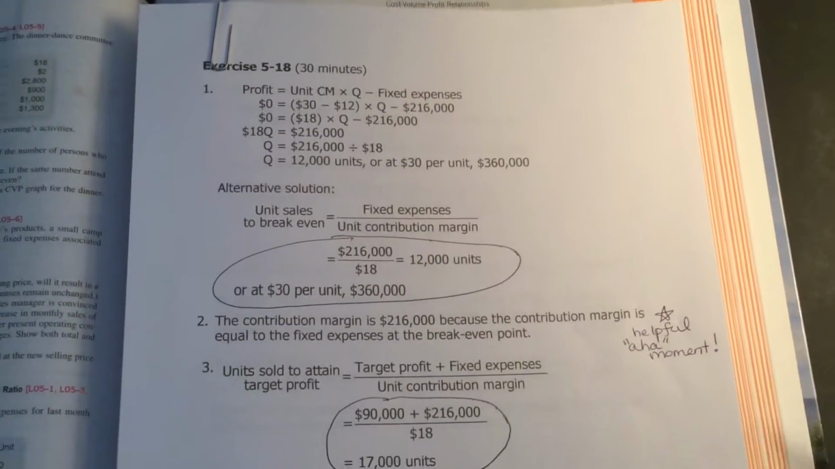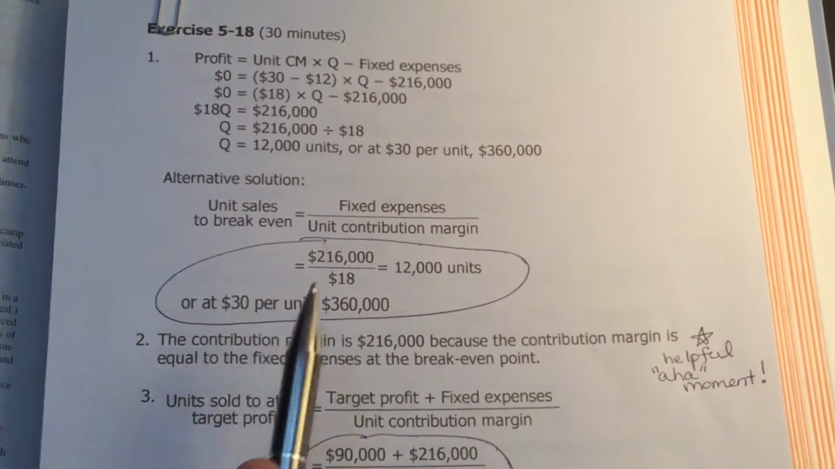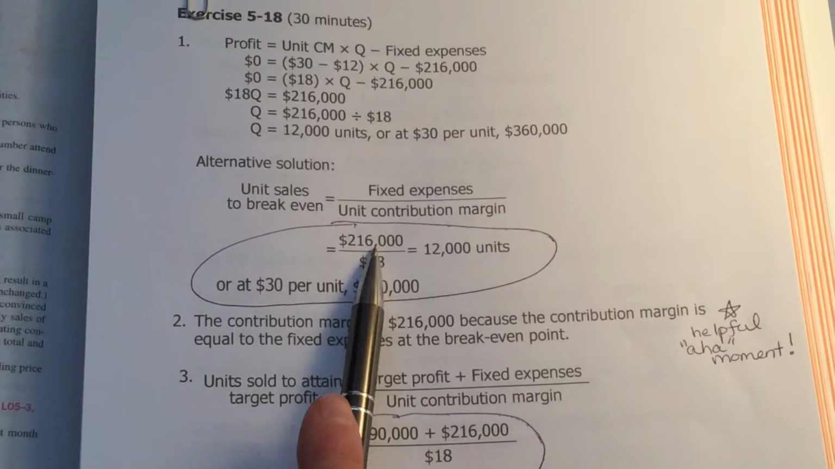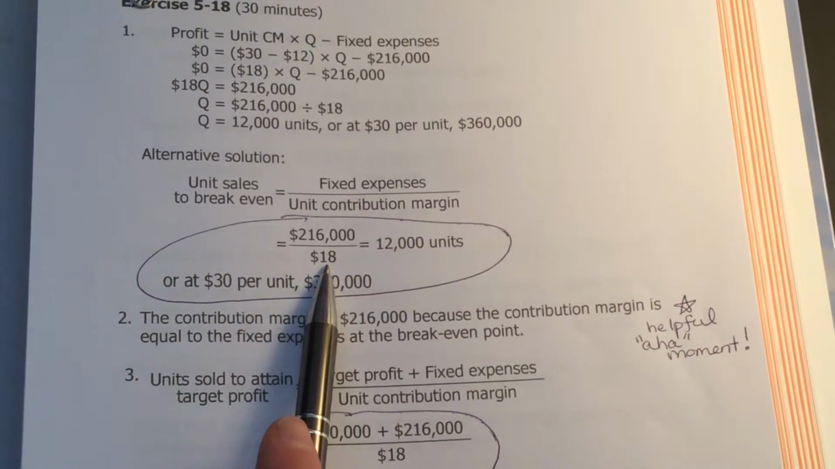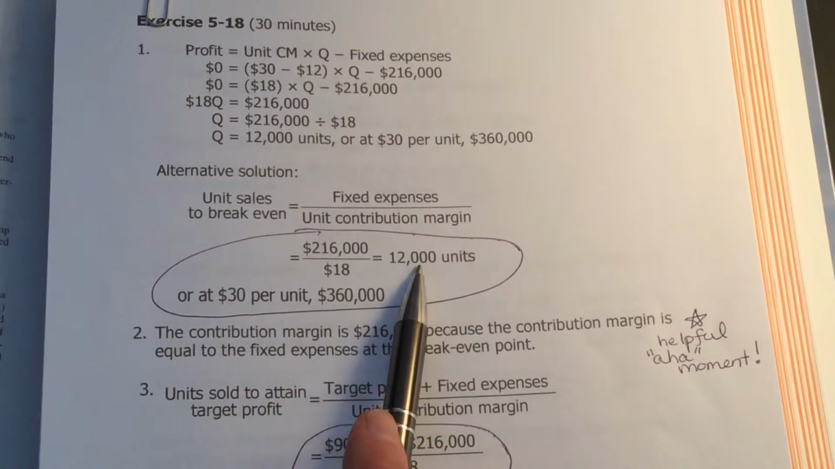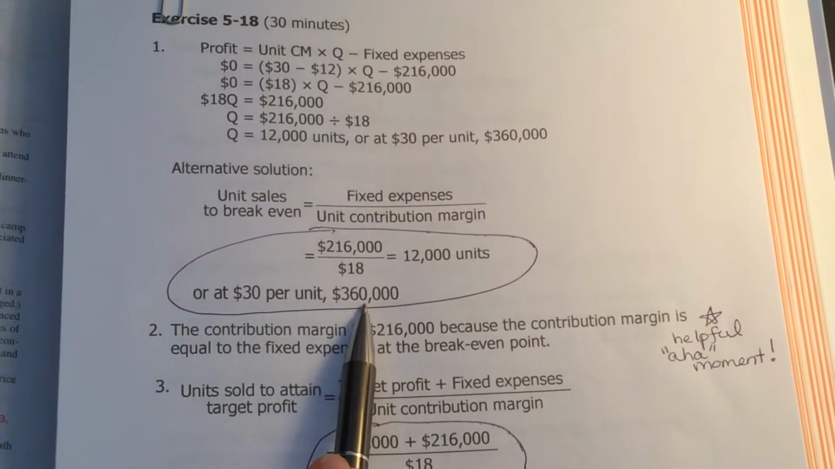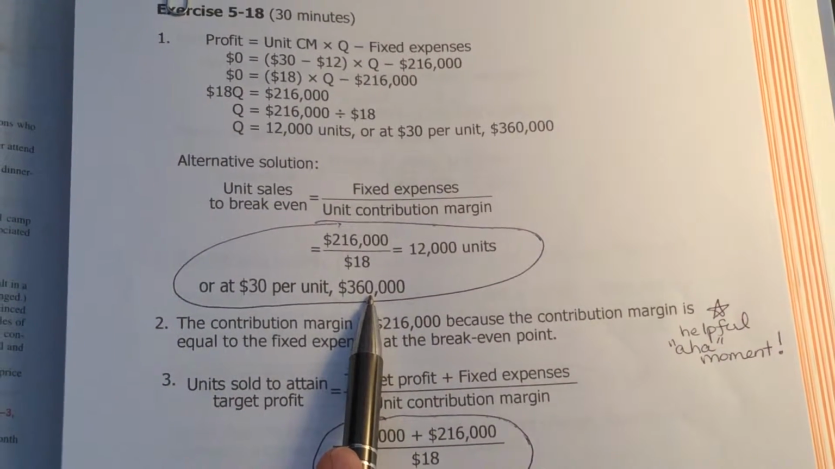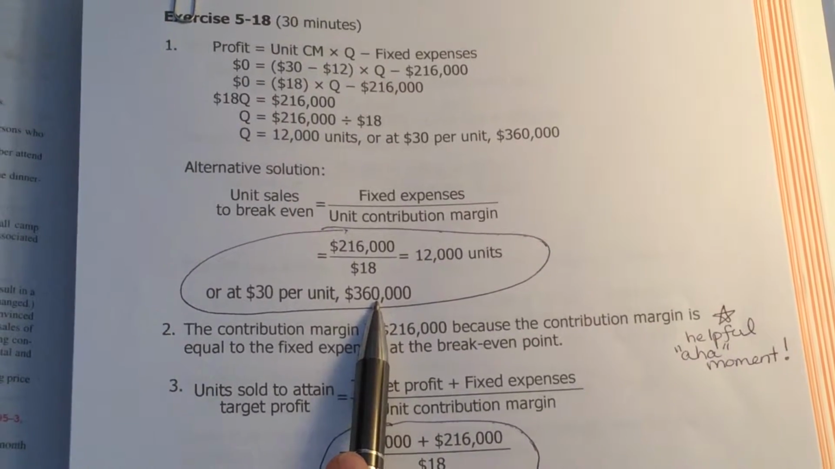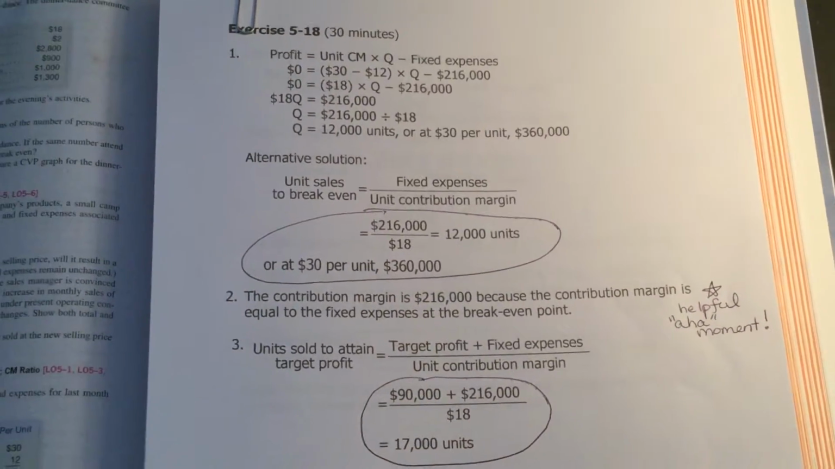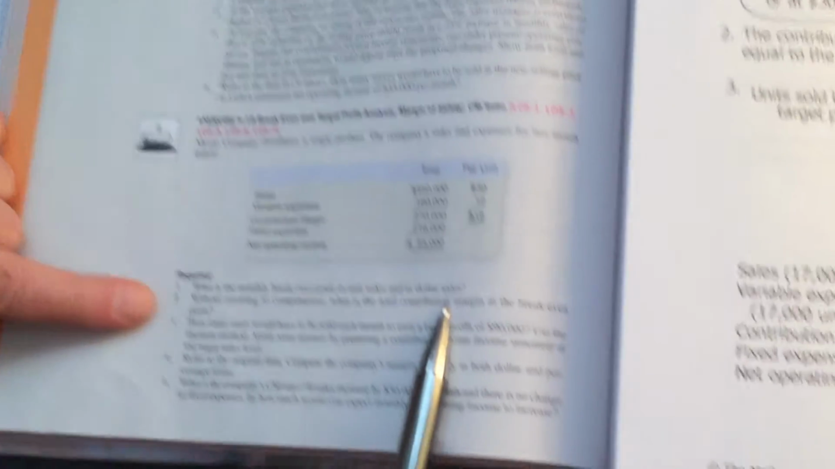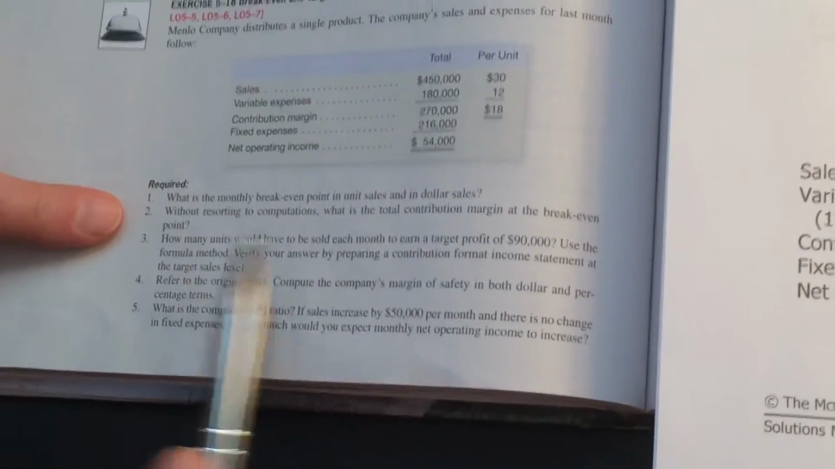All right, so the first thing is what's break-even unit sales and dollar sales. Our fixed costs are $216,000. Our per unit contribution margin is 18, so that's going to be 12,000 units. Sales price is 30, so the break-even revenue is going to be $360,000.